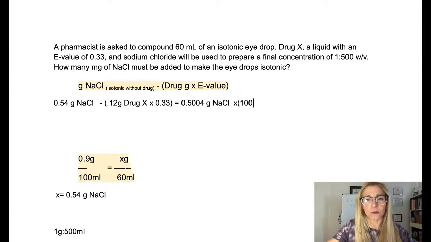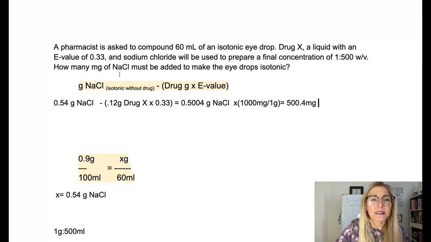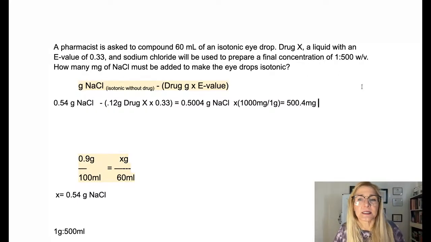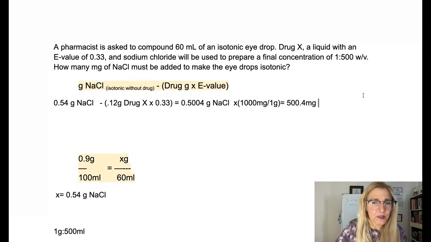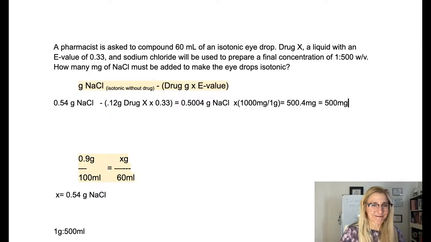So I know there's 1,000 milligrams per 1 gram. That would cross out both my grams. I'd be left with milligrams. I am left with 500.4 milligrams. My guess, I'm not seeing anywhere here that it says how far to round. But what if it says to the nearest whole number? If it does, I'm going to say 500 milligrams as my answer. Are there any questions?